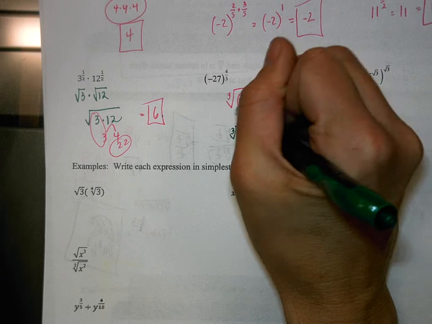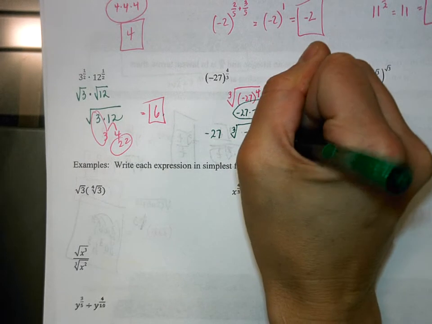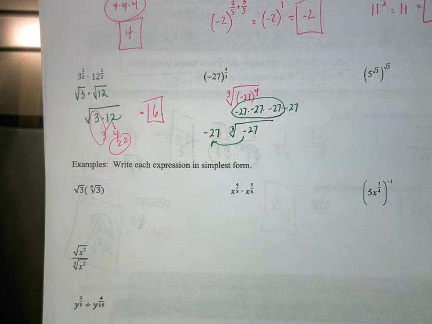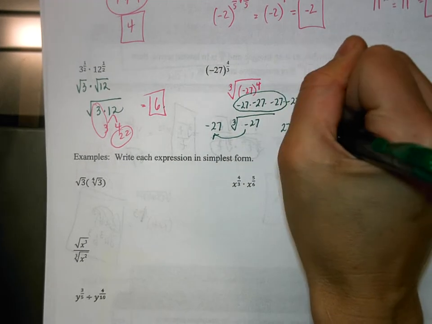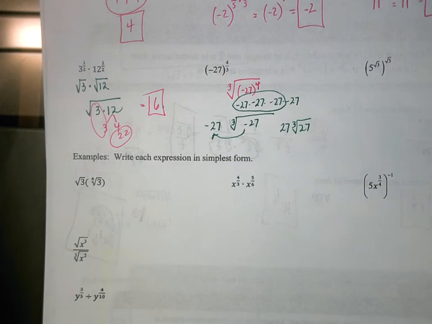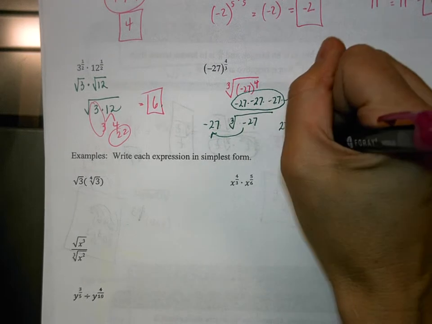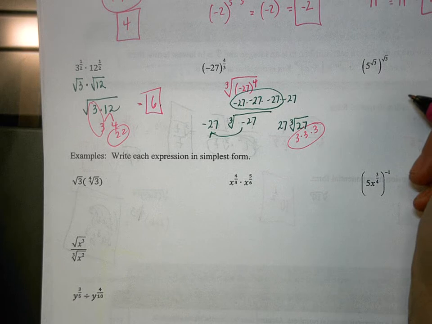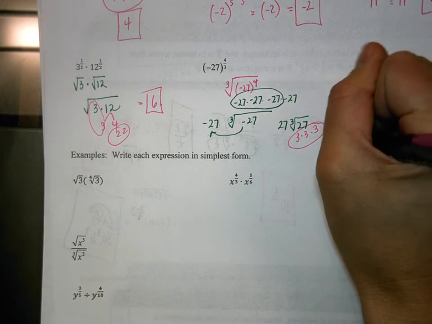Do you guys agree that there are 3 negative 27s? Yes. Okay, so we could write this as negative 27, but we still have a negative 27. Do you guys agree? Well, when you bring this negative out, what happens? It becomes a positive. And then we have cubed root of 27, and that 27, can it break down? What does it break down to? 3 times 3 times 3, which is a group of 3s. And so we end up with 27 times 3, which is 81.